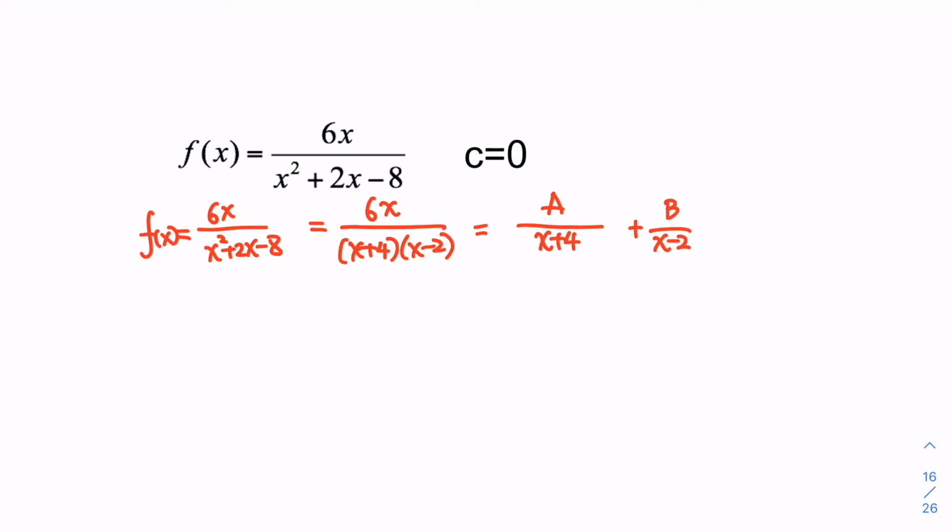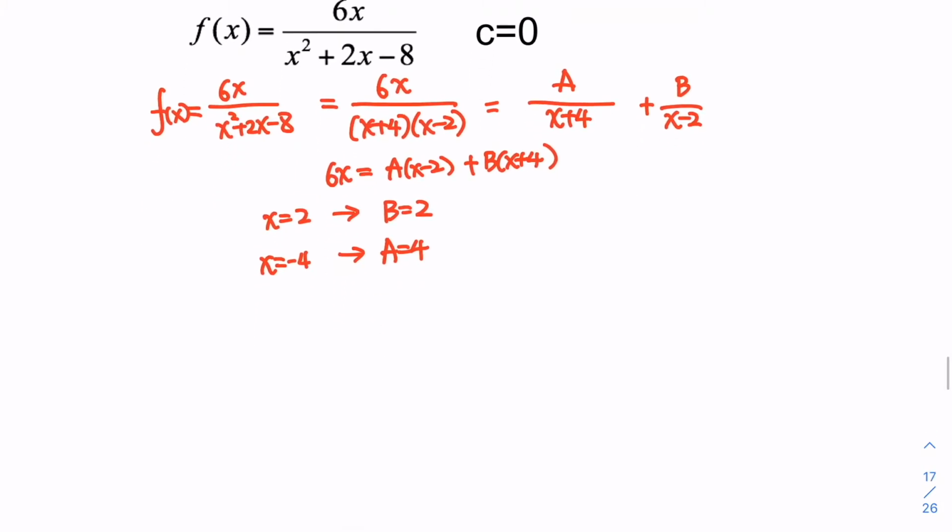functions. Now we can solve for A and B. So 6x equals A times (x - 2) plus B times (x + 4). Now we set x equals 2 and x equals negative 4, which gives us B equals 2 and A equals 4. So now we can express f of x as 4 over (x + 4) plus 2 over (x - 2).